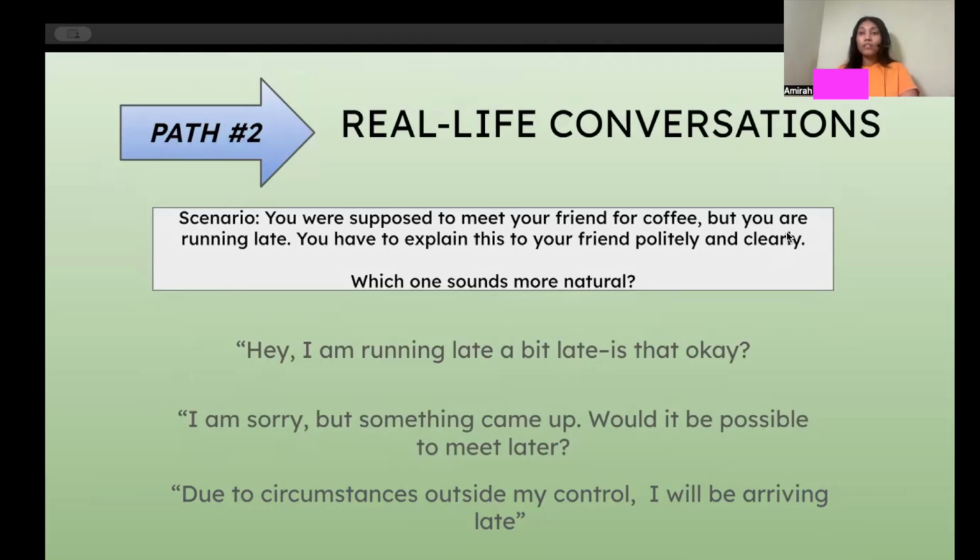And so I would ask the student, I would say, can you read this and tell me which one sounds more natural? The person will say, hey, I'm running late. I'm running a bit late. Is that okay? Or I'm sorry, but something came up. Would it be possible to meet later? Due to circumstances outside my control, I will be arriving late. So you can also ask them, which one sounds more natural? Which one did you feel more comfortable saying?